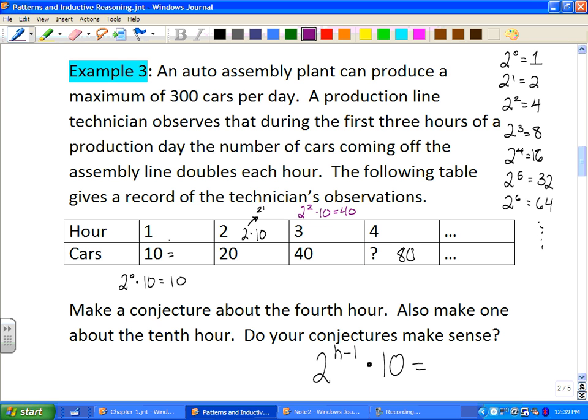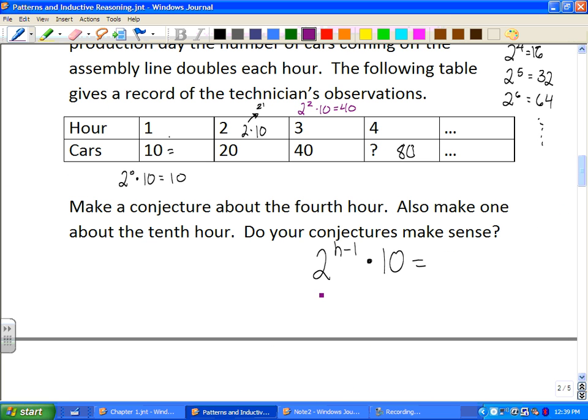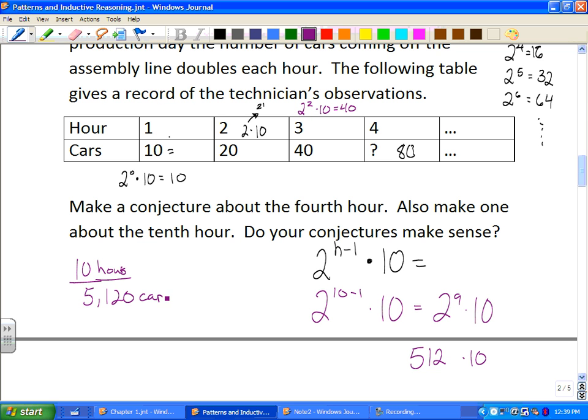So if I come up with an easy solution to find out how many 10 hours can produce, it's 2 to the 10 hours minus 1 times 10. Now, 2 to the 10 minus 1 times 10 equals 2 to the 9th times 10. 2 to the 9th power is 512, times 10, which gives me, for 10 hours, 5,120 cars.